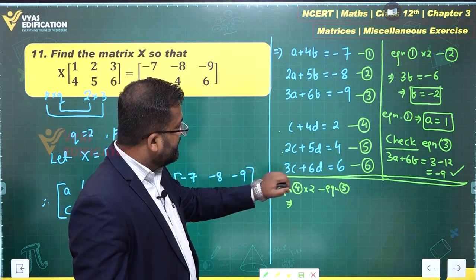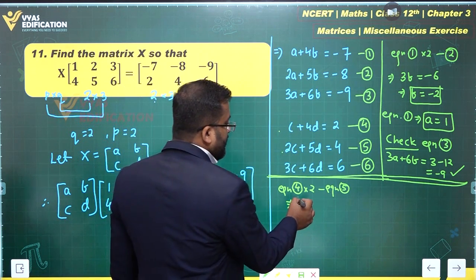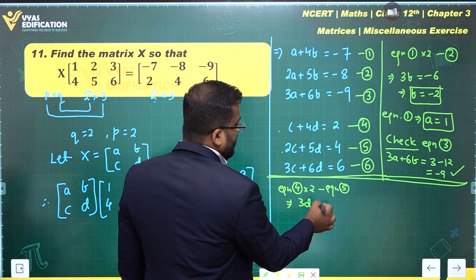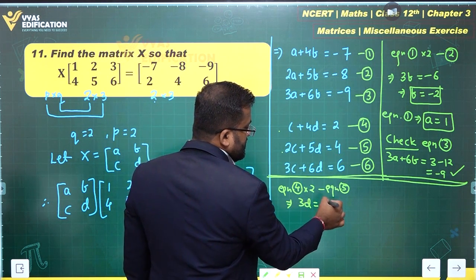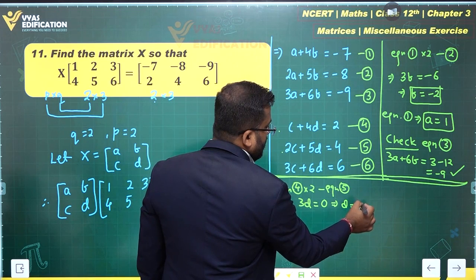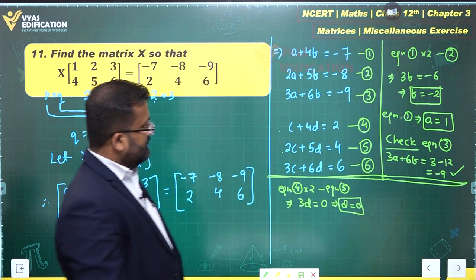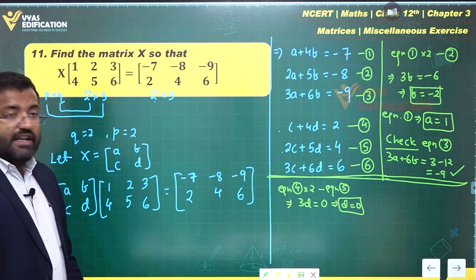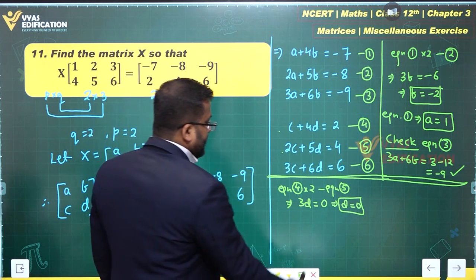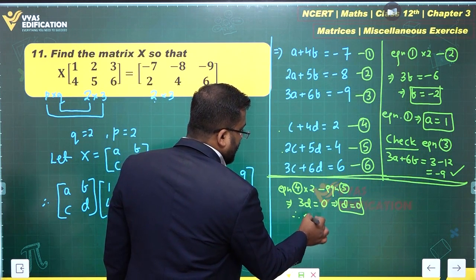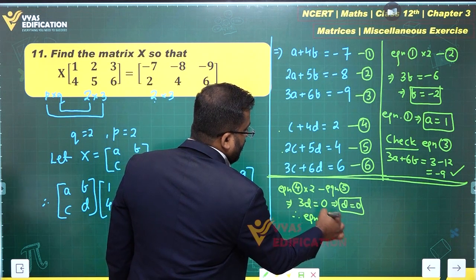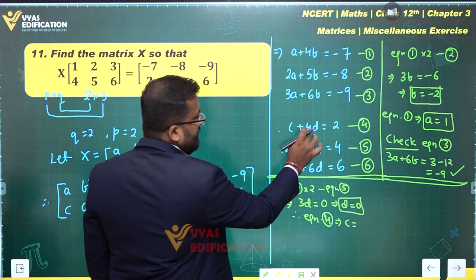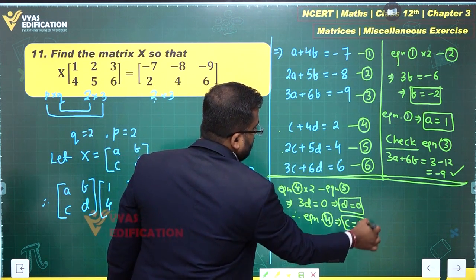2C minus 2C will go. 8D minus 5D would be actually equal to 3D, which is equal to 4 minus 4, which is 0. This will give me D equals 0. Is that okay? Yeah. D will be simply 0. And therefore, using equation number 4, we can get C equals what? C plus 0 equal to 2, which gives me C equal to 2.